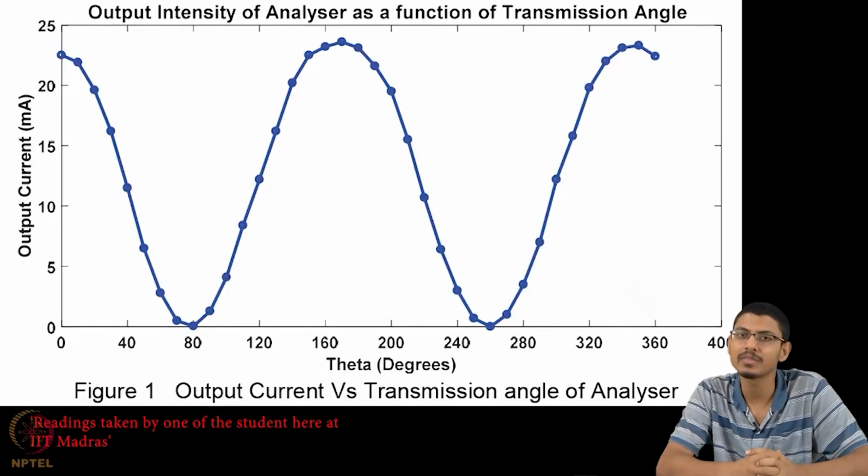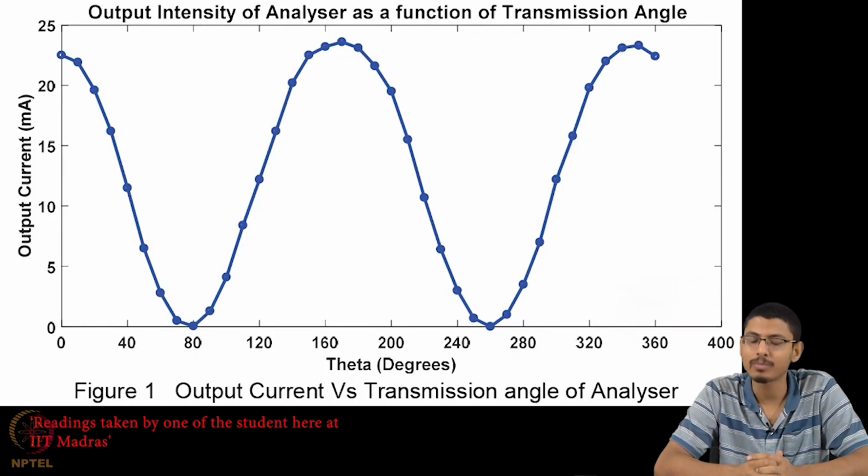So here on the screen, the Malus law plot has been shown. What we have done is we have recorded the output intensity of the laser beam at different analyzer angles. You can see that this fits the cos square curve. So this verifies the Malus law.